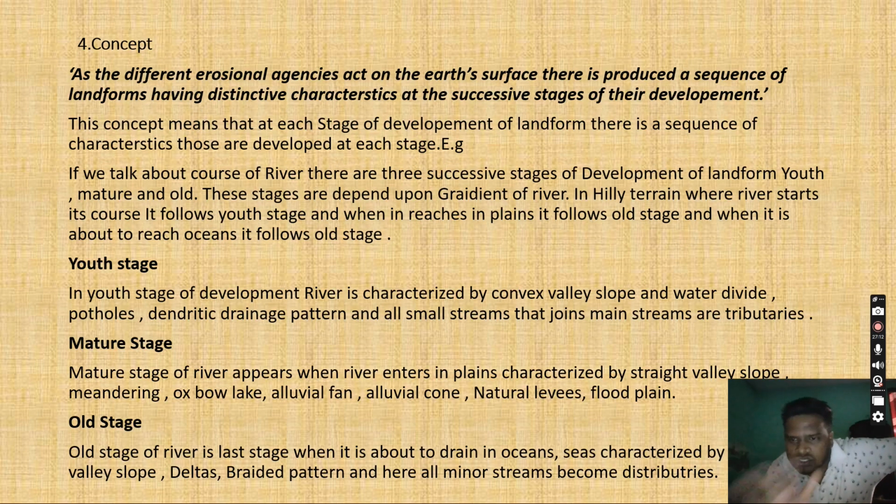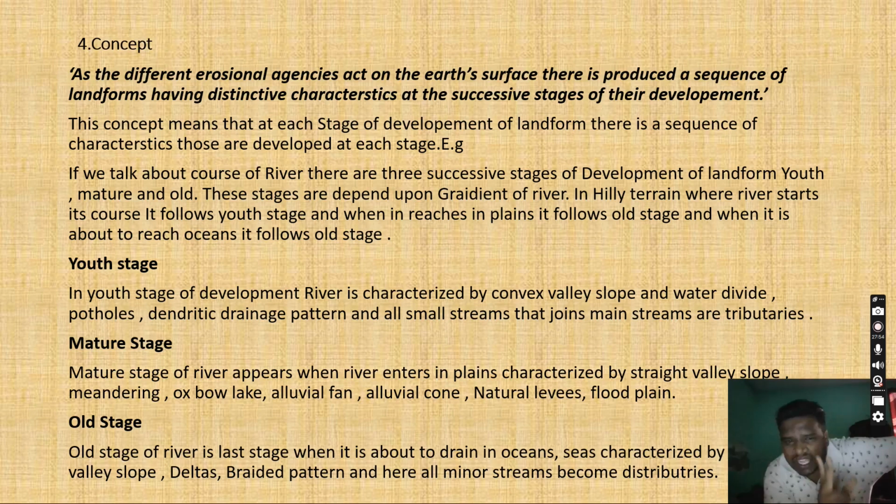Now we move to the next concept. We have concept number 4: as different erosional agencies act on the Earth's surface, they produce a sequence of landforms having distinctive characteristics at successive stages of development. What does this concept basically mean? Let me repeat it and then tell you the message we understand from it.